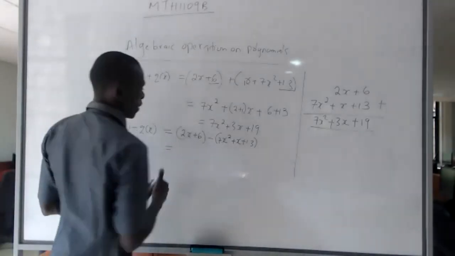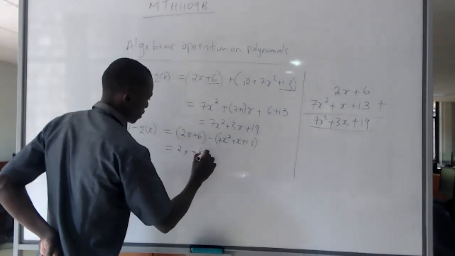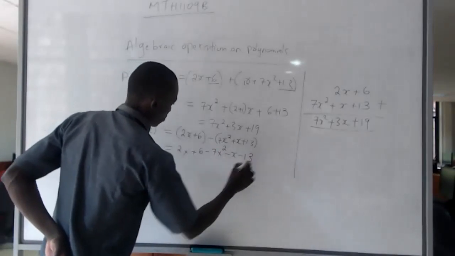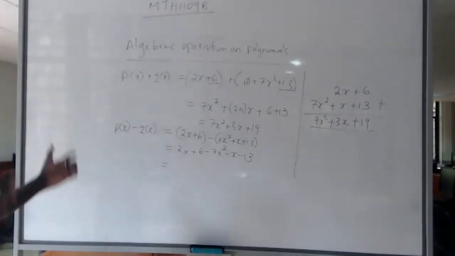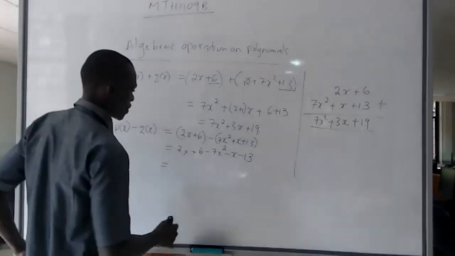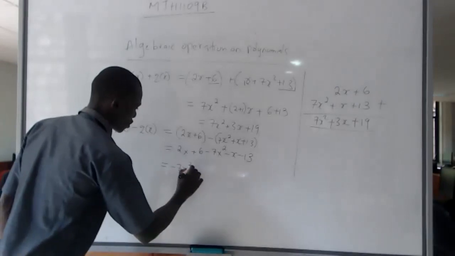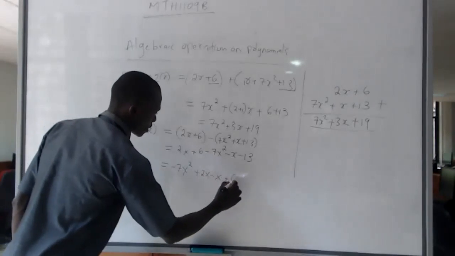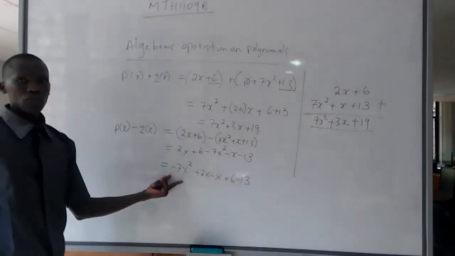So start by opening the brackets. Remember BODMAS. This is 2x plus 6 minus 7x squared minus x minus 13. Then now I want to collect like terms as someone was mentioning. Just put together everybody that has the same exponent. So I have minus 7x squared plus 2x minus x plus 6 minus 13. I'm doing this because addition is commutative.